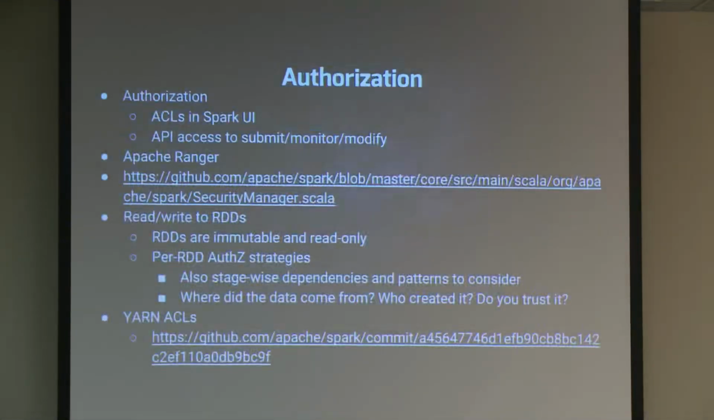With regards to authorization in Spark, in the UI you can set ACLs with regard to who can see certain things and who can do certain things. If you're giving your developers and data scientists access to the UI, I'd encourage you to give them exactly what they need, not carte blanche. Apache Ranger is really cool, and allows you to do a bunch of stuff with more granular authorizations. Check it out if you're really interested. It's a Hortonworks thing. RDDs, as we mentioned, are immutable and read-only, right?